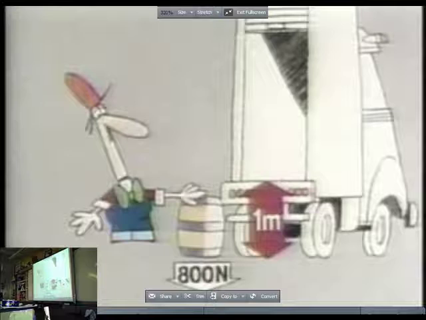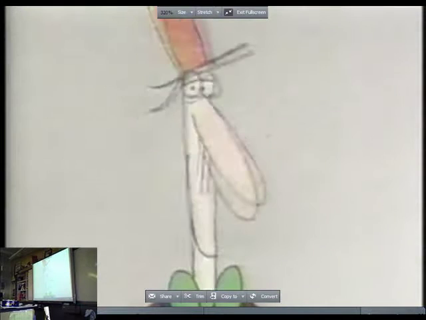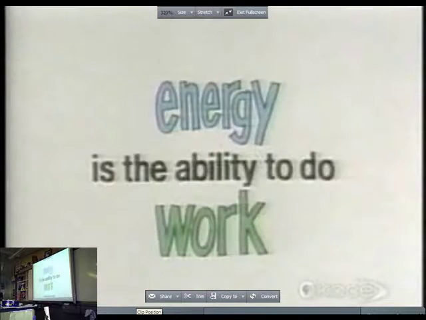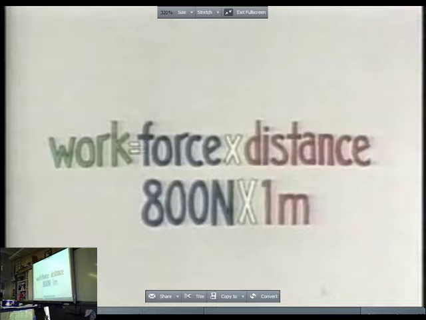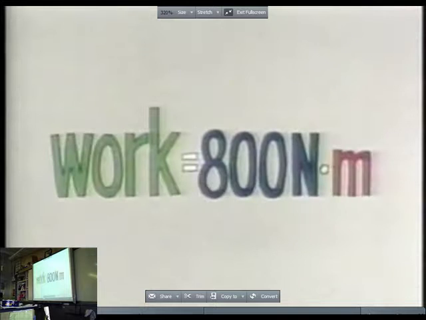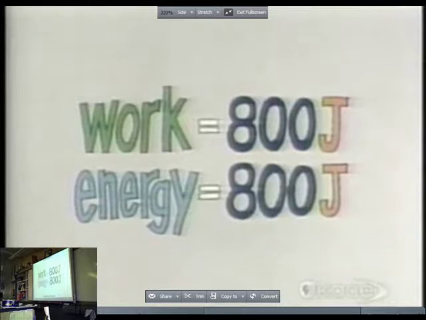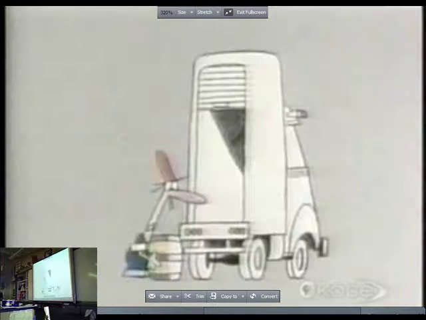How far is that? About 1 meter? How many joules of energy will it take? Well, figure it out. Energy is the ability to do work. Work equals force times distance. 800 newton meters of work, or 800 joules of work, which is the same as 800 joules of energy.